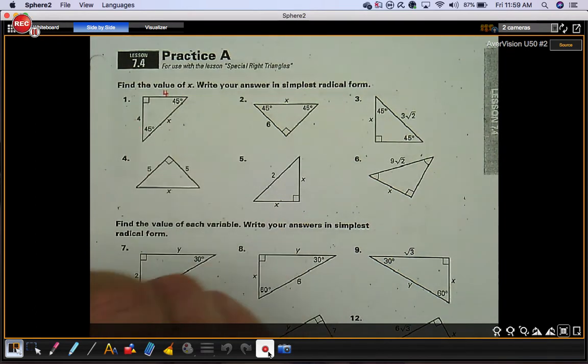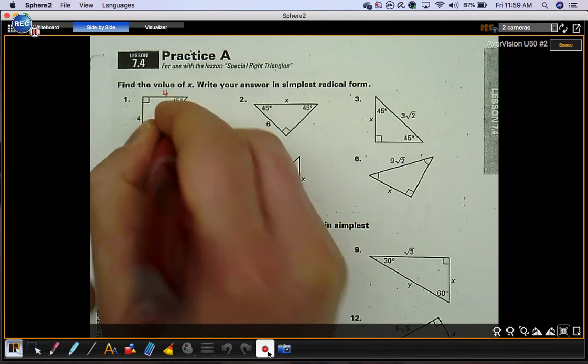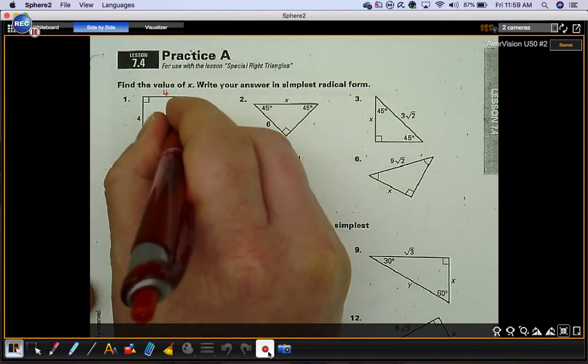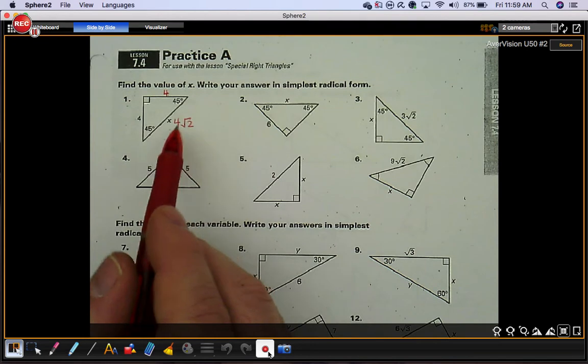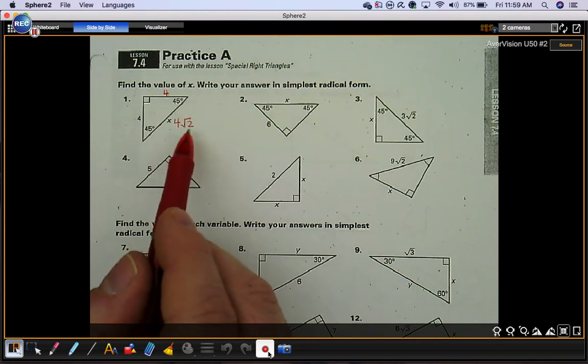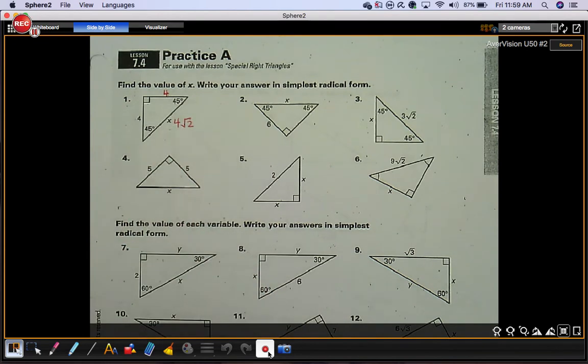Now if you want the length of the hypotenuse, you don't need to do any calculating. You take that leg length, which is 4, and you multiply it by the square root of 2. And there's no simplifying that needs done there. The square root of 2 is already simplified, so 4 times that is simplified as well.